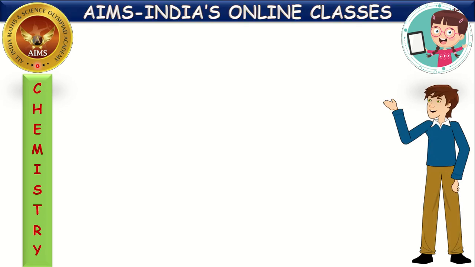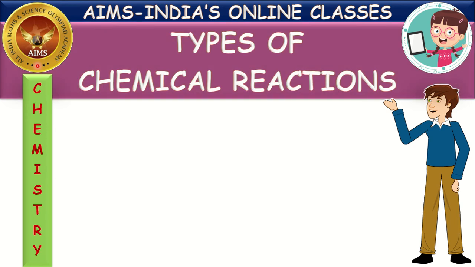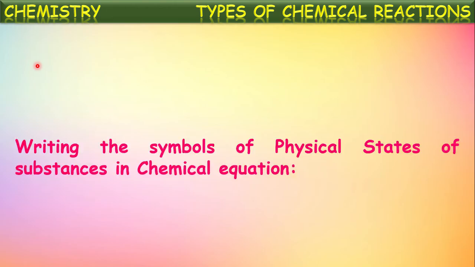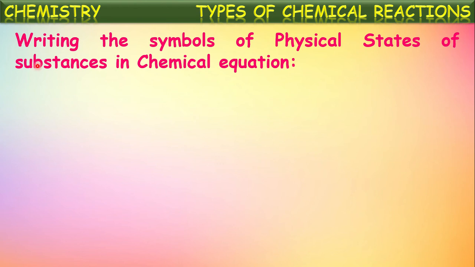This is a chemistry session. Here we are discussing types of chemical reactions. In this session we are going to see different types of chemical reactions. First, let us see how to write the symbols of physical states of substances in a chemical equation.